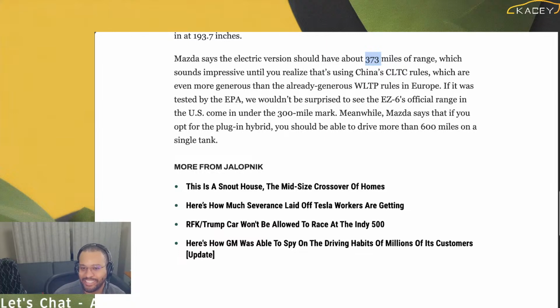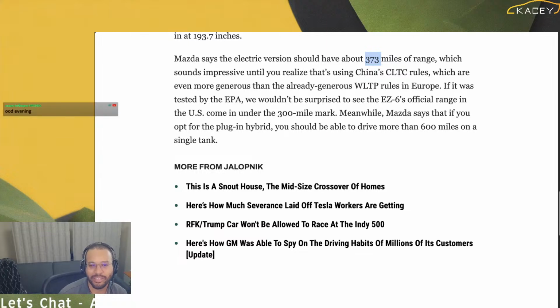But wow, sounds impressive until you realize, oh darn it! It's using CLTC rules, which are even more generous than the already generous WLTP rules. So make this probably 200 miles range, a little bit more, just to be safe. And then let's wait and see what it actually does.